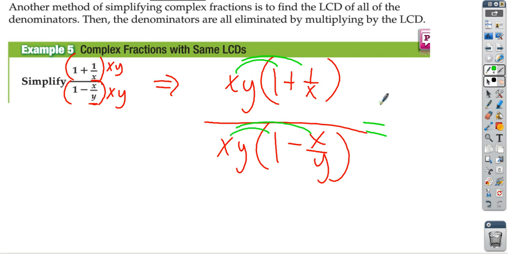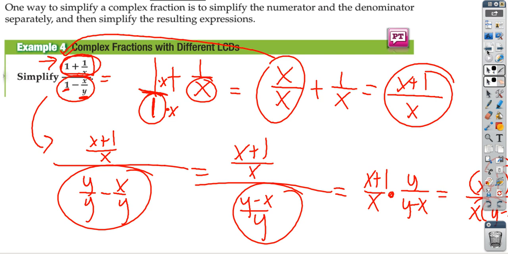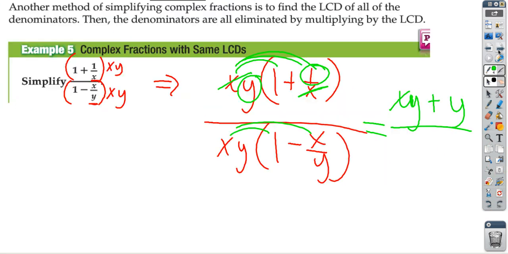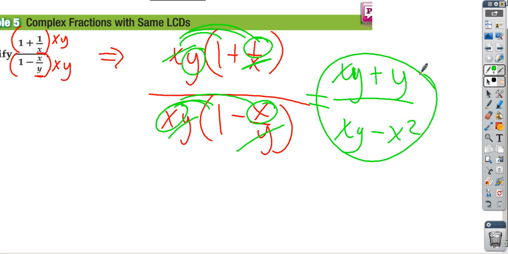So xy times 1 is just xy. And xy times this thing, the x here cancels with that, and we're just left with 1 times y, which is y. So xy plus y. And actually, let's remind ourselves on the previous page, that's already looking like the answer. The top was xy plus y. So this gets you the answer a little bit faster. And then down here, if we simplify xy times 1 is xy, and right here the y cancels, and we're left with x times x, which is minus x squared. That's the same answer we got on the other page.